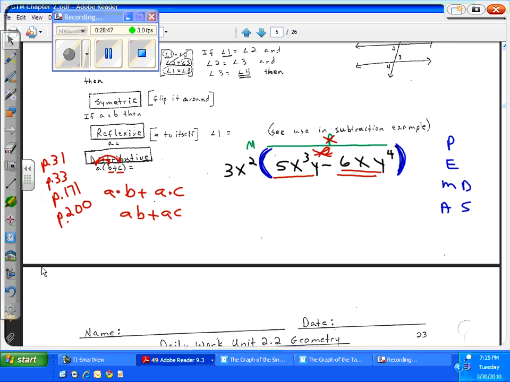And on page 171 of this text, we explained it this way. We said you can only distribute onto a one lesser operation. So we said, what does multiplication distribute onto? Well, it distributes onto addition or subtraction. That is subtraction, so that gave us permission to distribute.